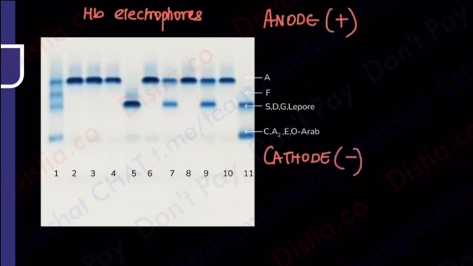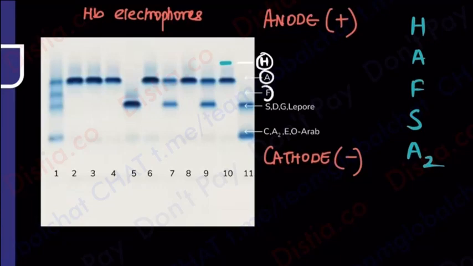Okay, basics. Now I've seen most of the students learn one mnemonic called HAFSA. What is the HAFSA mnemonic? The first hemoglobin, which is not shown here because it's not normal, very rarely is it seen, that is hemoglobin H. The first hemoglobin band that you see is hemoglobin H. Then you see adult hemoglobin, then you see fetal hemoglobin, then you see S, sickled hemoglobin, then you see A2.